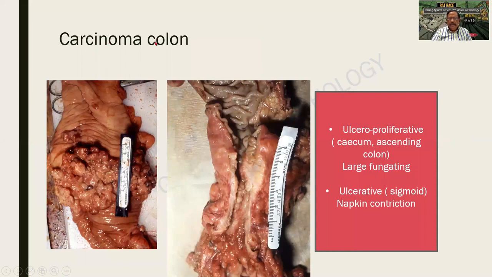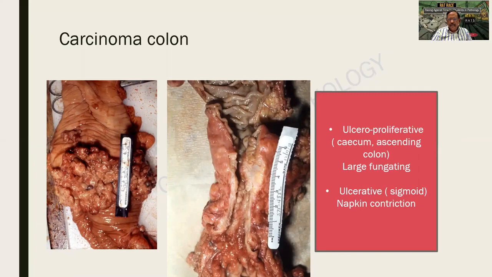The last one will be the malignant ulcer. Malignant ulcer is, what is it? You find that there is a loss of the mucosa. That itself is an ulcer. But here I am finding a cauliflower-like growth, which is proliferative. It occurs usually in the cecum. Whereas in this case, again there is a loss, but there is a constriction. This is a type of spread in the rectosigmoid region, a napkin-like constriction.